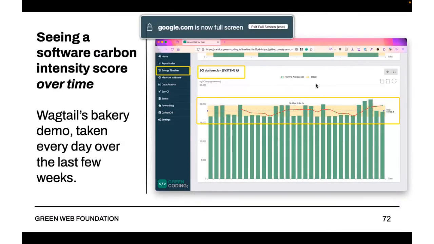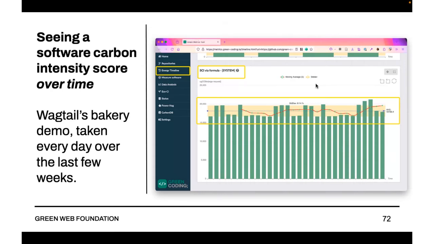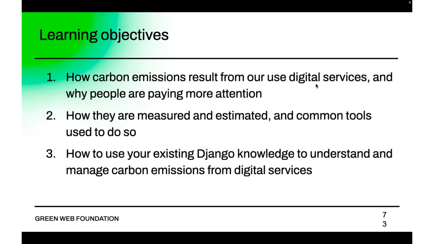So this is how you can start to use some of the existing tools and the existing knowledge to start generating some numbers that you can track over time and improve and optimize, basically, and set targets around. This is what I was mainly going to show you, which was how carbon emissions result from the use of digital services, and how you might try measuring some of this.